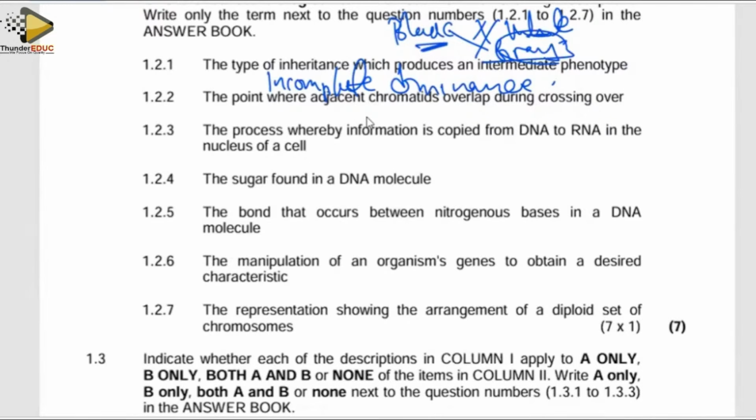The point where adjacent chromatids overlap during crossing over, we call it chiasma. If one is called chiasma, if there are many, we call them chiasmata. The process where information is copied from DNA to messenger RNA, how do you call that? We call it transcription. Formation of the messenger RNA from DNA, we call it transcription. The sugar found in DNA molecule, how do you call that sugar?